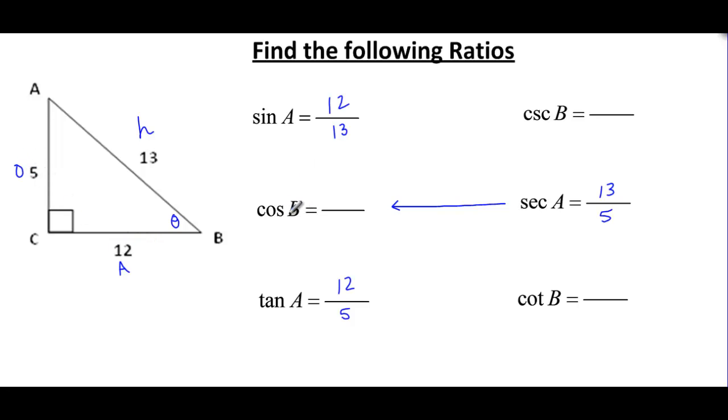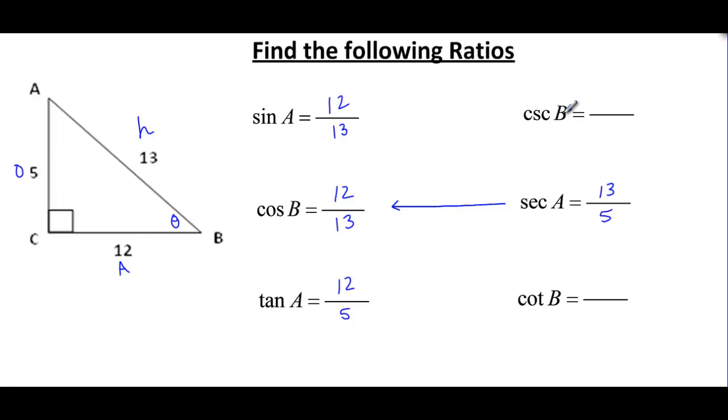So now let's look at cosine. Cosine, again, is adjacent over hypotenuse, so this is 12 over 13. And if you notice, when I take the sine of angle A and the cosine of angle B, it ends up being the same values because of that switch.